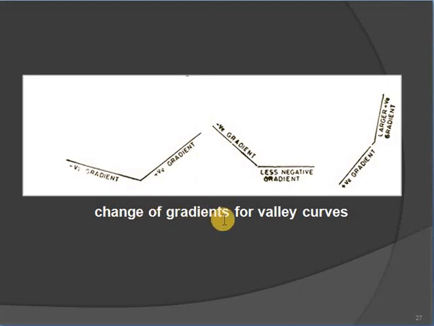So these are also changes of gradients, for valley curves. So this will be located in the valley curves. You can see this is a negative gradient and this is a positive gradient. This is a negative and this is a less negative gradient. And this is a positive gradient and this is a larger positive gradient. Why? Because it is going upward.